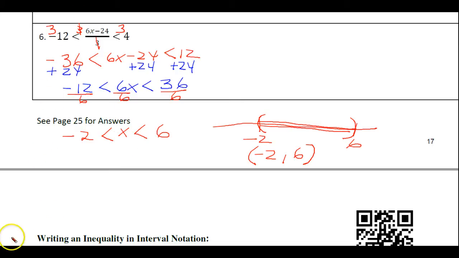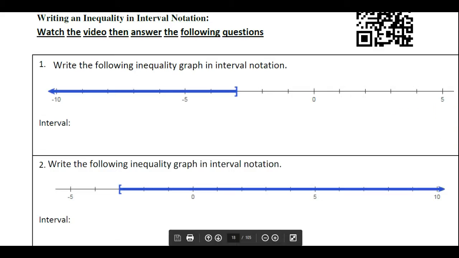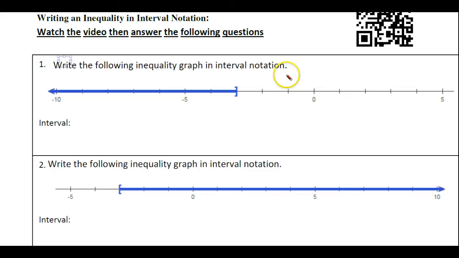So again, not too bad. So we had a little advanced work on this already. Here they want us to write the following inequality graph in interval notation. Well, we can take it right from the graph. So this is coming from negative infinity, and infinity always has a parenthesis, comma, and 5, 6, that'd be 5, 4, 3, negative 3, and it's a bracket there, and there it is.